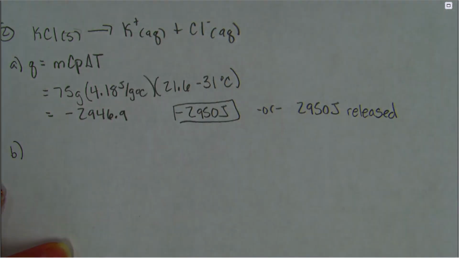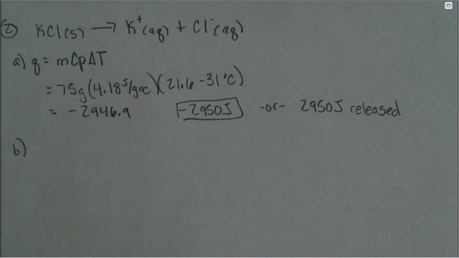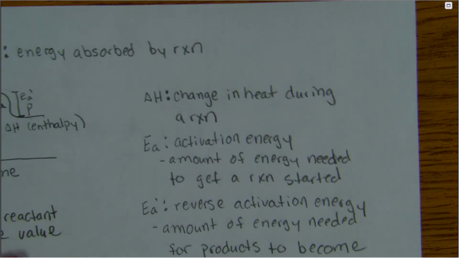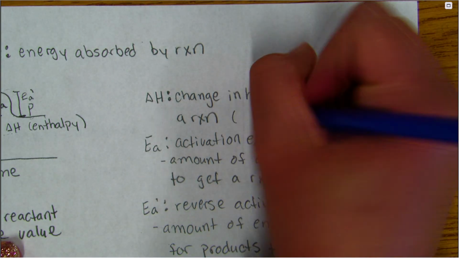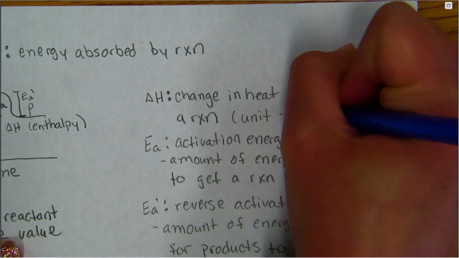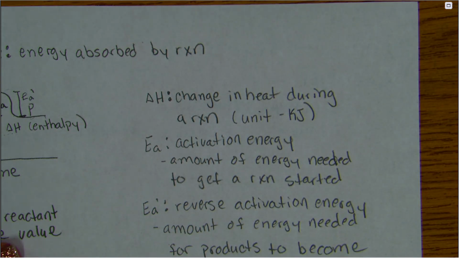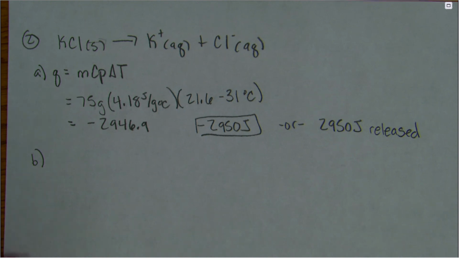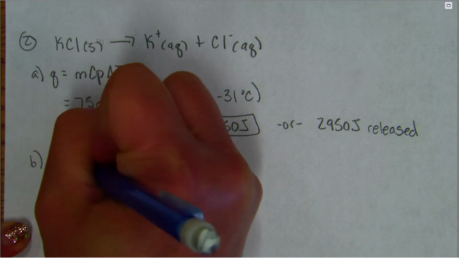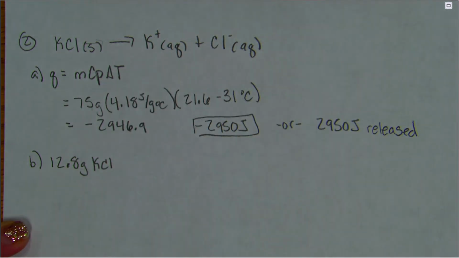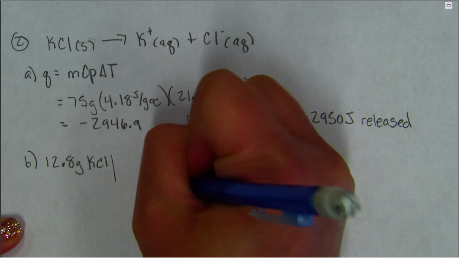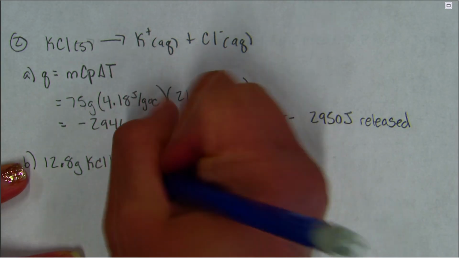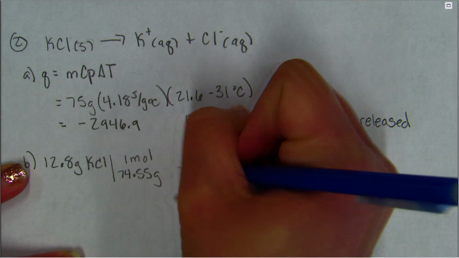B, find the enthalpy in kilojoules per mole. So you'll notice in this problem, enthalpy is in kilojoules per mole. And this brings me back here to our enthalpy, change in heat. This is going to be measured in kilojoules. So the amount of energy change we can actually measure per mole of substance. So if I have 12.8 grams of potassium chloride, I can convert that into moles, where I know 1 mole equals the mass of potassium chloride from the periodic table. So 1 potassium and 1 chlorine is 74.55 grams.